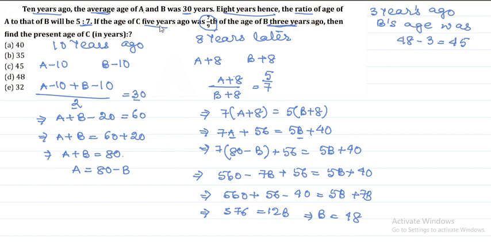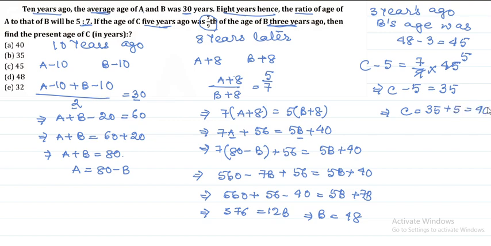Now what is given? That 5 years ago C's age was 7/9 of the age of B 3 years ago. So we have C minus 5 is equal to 7/9 into B's age 3 years ago, that was 45. So this is a 5, and hence we have C minus 5 is equal to 35. So we have C is equal to 35 plus 5, which is 40. Hence C's current age is 40. That is option A is the right answer.